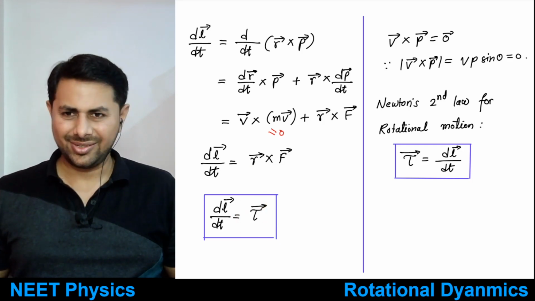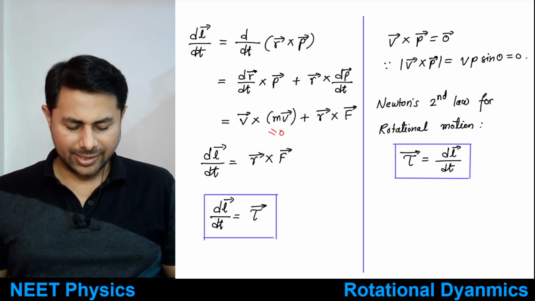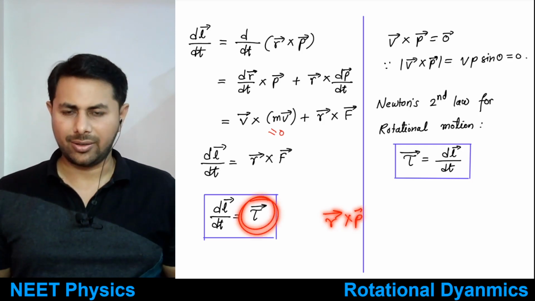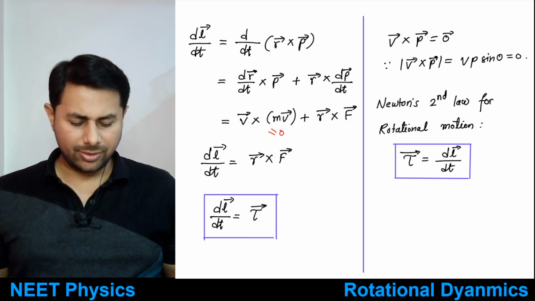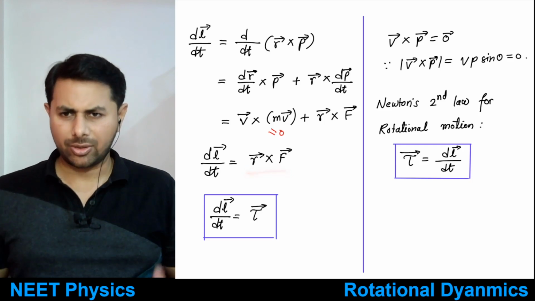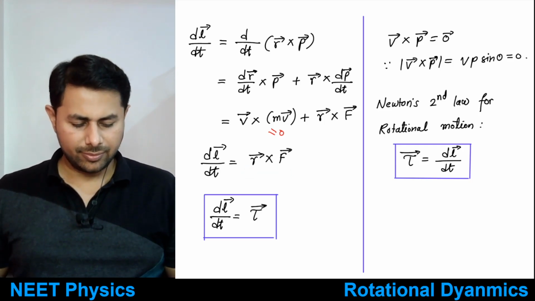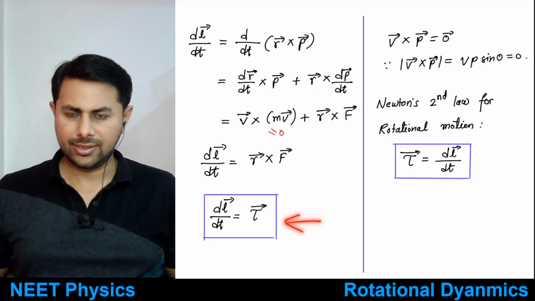Right, this thing is clear. For one particle we have proved that the rate of change of angular momentum, that means the rate of change of r bar cross p bar, is equal to the torque acting on that particle, because r bar cross F bar we have just seen is equal to torque. This thing is clear, everyone?